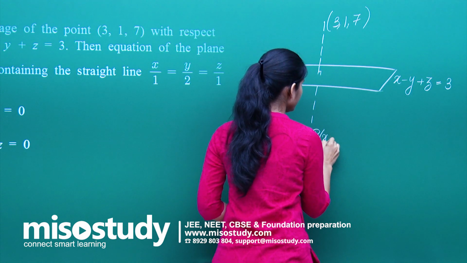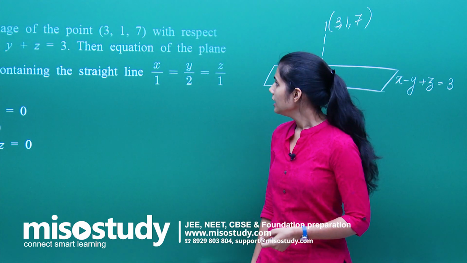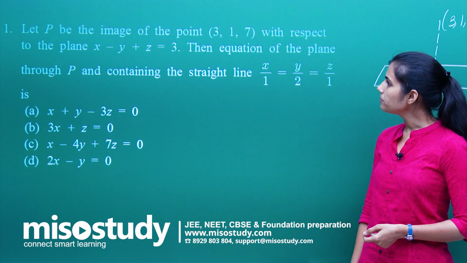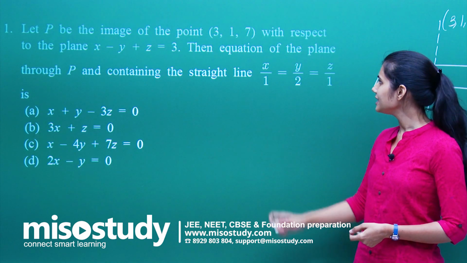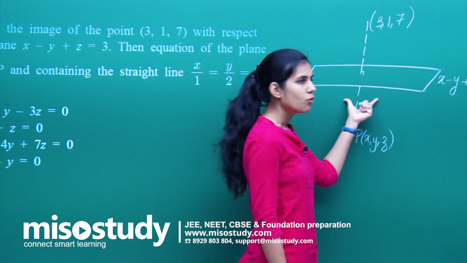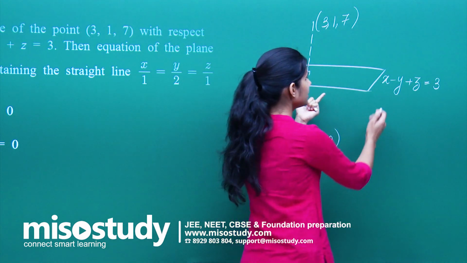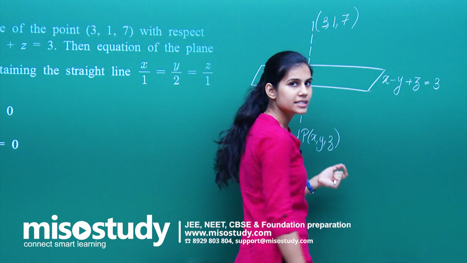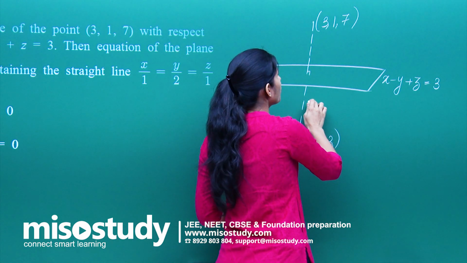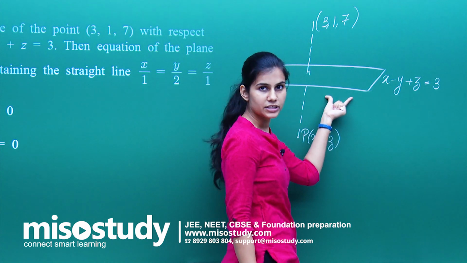Say it's point P, x comma y comma z. Fine. I am saying let P be the image of this particular point with this plane, then what is the equation of the plane passing through P and containing this particular straight line? Now if this is the plane, what is the equation of normal to this plane? It is i cap minus j cap plus k cap, right? I am talking about the straight line which is passing through this point and is normal to this particular plane.